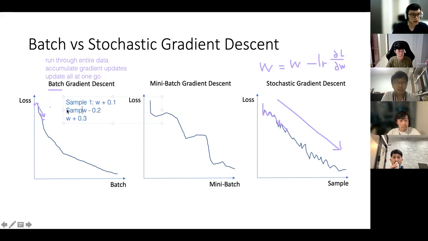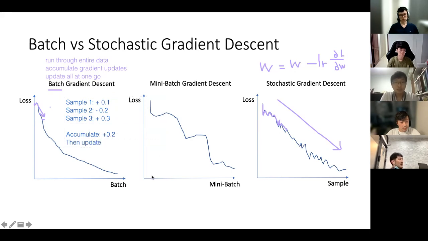So let's say in sample 1, we have this weight, and in sample 2, we have another weight. So this is the adjusted parameters for your weight. Normally for stochastic gradient descent, I'll update my weights the moment I get them. Here, what we do is we accumulate, and then what we will get is plus 0.1 minus 0.2 plus 0.3, that will be plus 0.2.